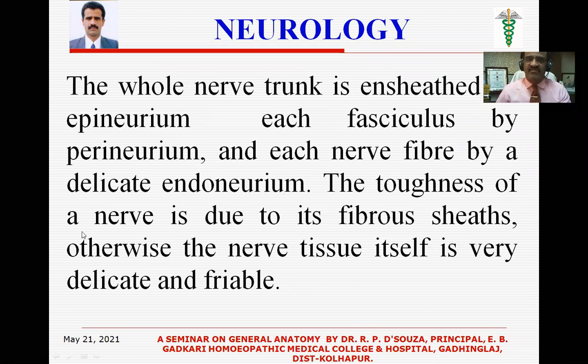The toughness of a nerve is due to its fibrous sheaths. Otherwise, the nerve tissue itself is very delicate and friable. So the nerve becomes tough because of this sheath. Actual nervous tissue is delicate, friable.